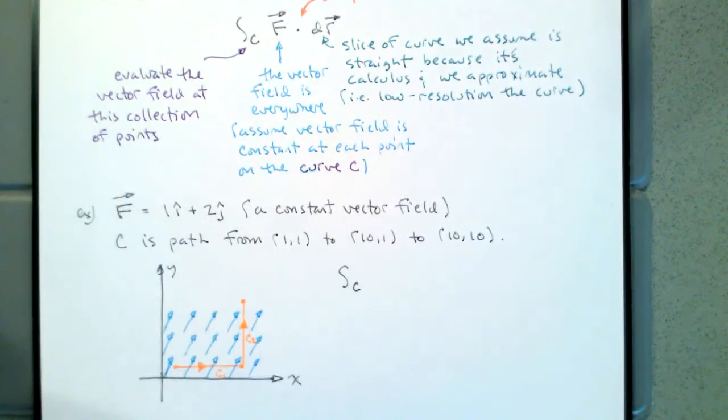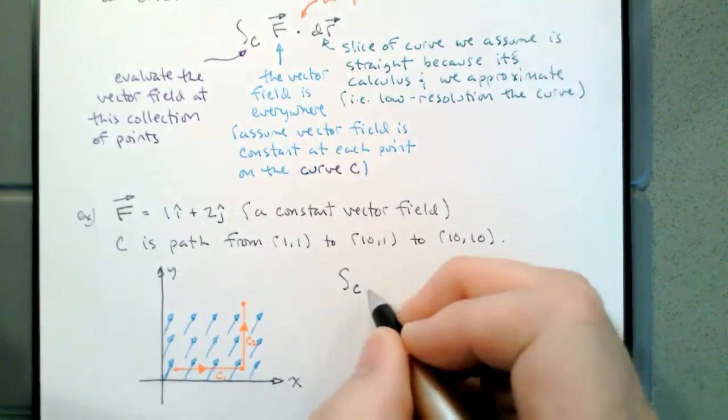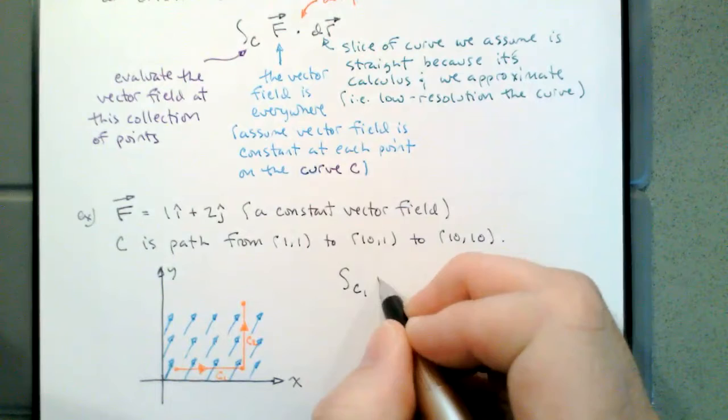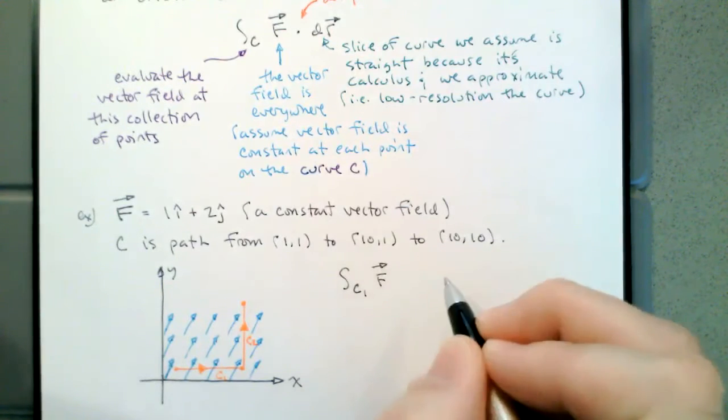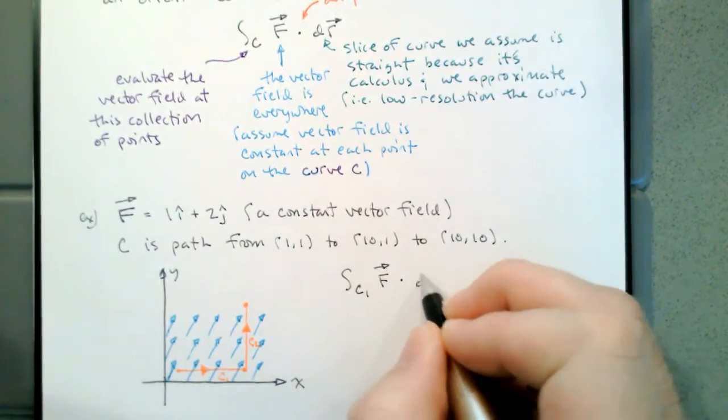Want to emphasize that we sometimes will have to break up our curve, just like if we have an integral from A to B and then again from C to D, we just break it up into two integrals and then we add them together because integration is just addition. So the integral along C1 of f, the vector field, dot dr.